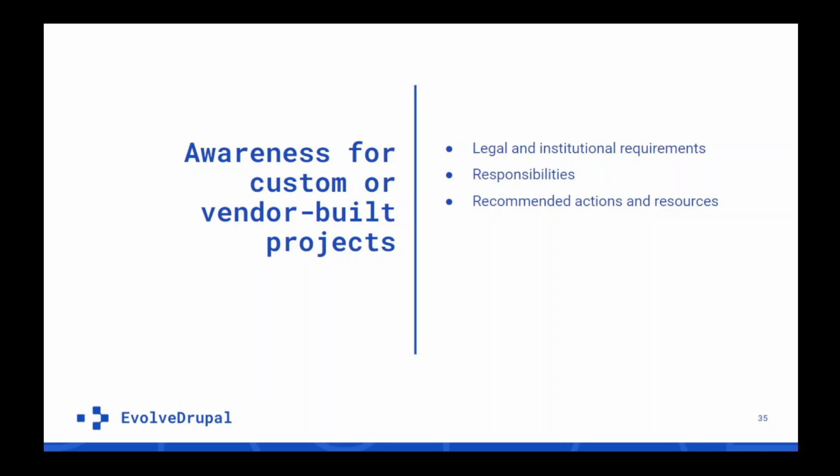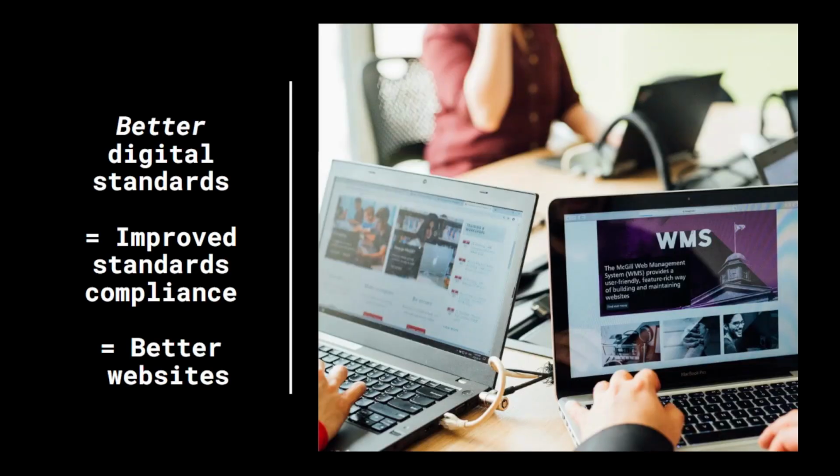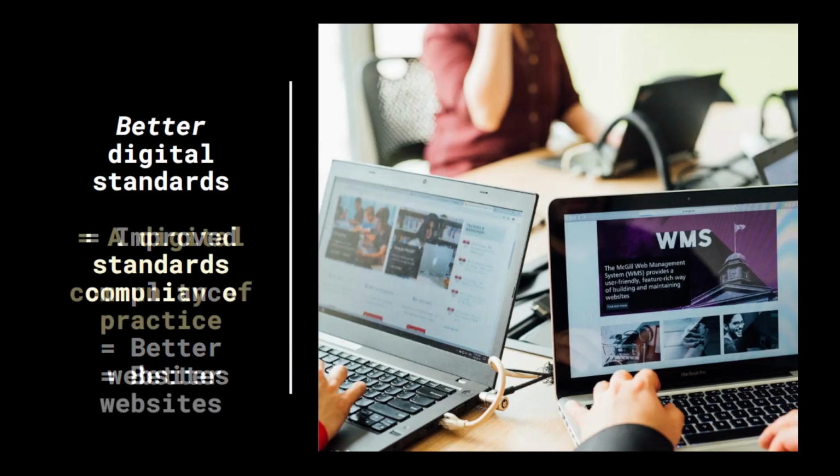It was the latter, because now we work a lot more diligently on making sure our external partners are aware of our legal and institutional requirements, their responsibilities as people building websites for our university community, and our recommended actions and resources that exist. And we also do a pretty good job of promoting external partners that we develop who commit to aligning with our digital standards too. So it's kind of a win-win situation for all of us. Working with our external partners is also a big part of the success of our projects. So better digital standards results in improved standards compliance, which results in better websites. That's what we set out to do.